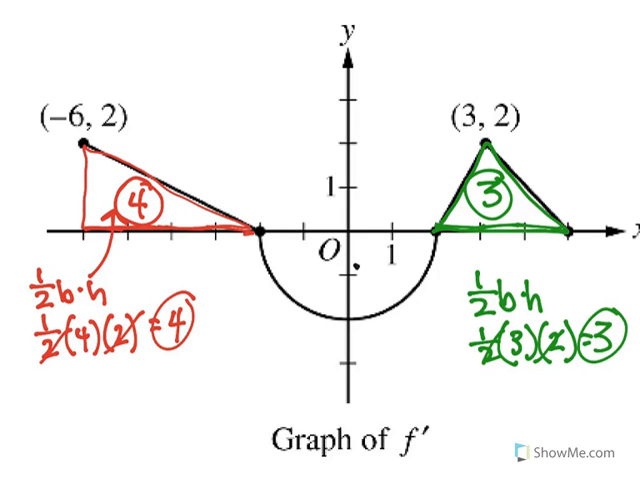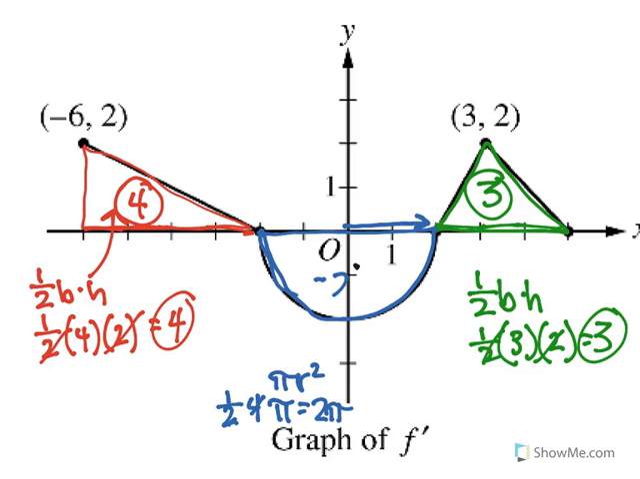And now my next region, I'll do in blue, is this one right here. I have a 1/2 circle. And the formula for the area of a circle is pi r squared. The radius on this circle is 2. So 4 pi would be for the whole circle. 1/2 of 4 pi would be for this half region right here, which would be 2 pi. And it's below the curve, so it's going to be negative 2 pi.